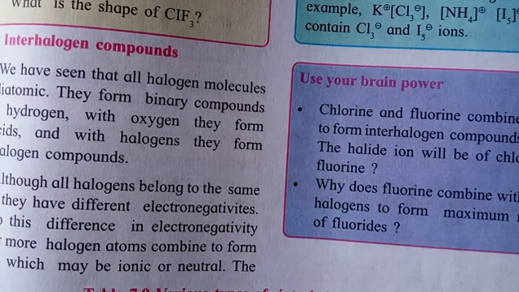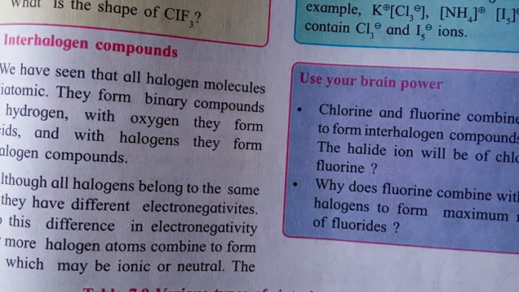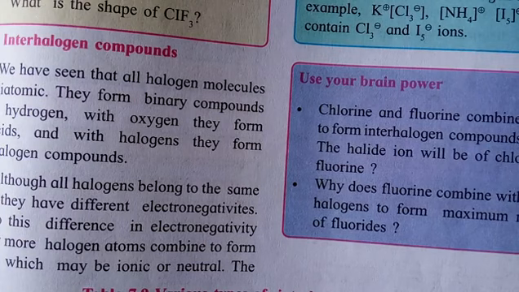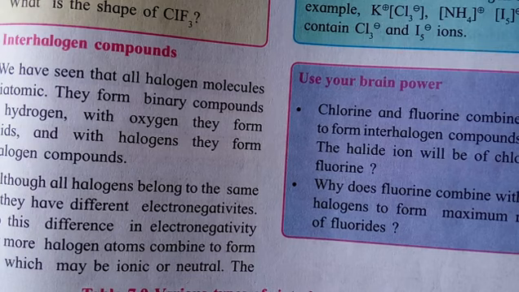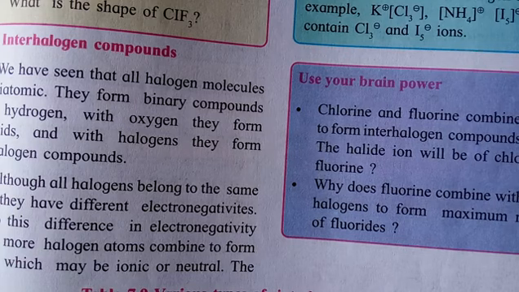We have seen that all halogen molecules are diatomic. Diatomic means, for example, F2, Cl2, Br2, I2. They form binary compounds with hydrogen, with oxygen they form oxyacids, and with halogens they form interhalogen compounds. So what do you mean by interhalogen compound?